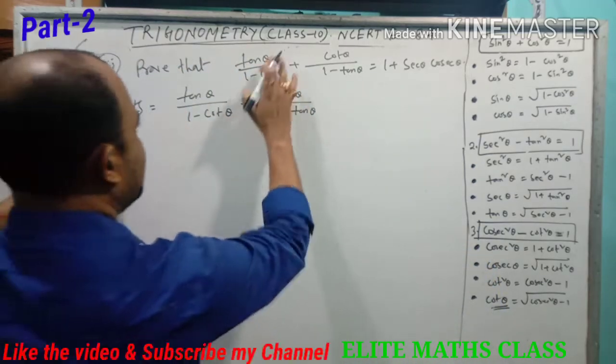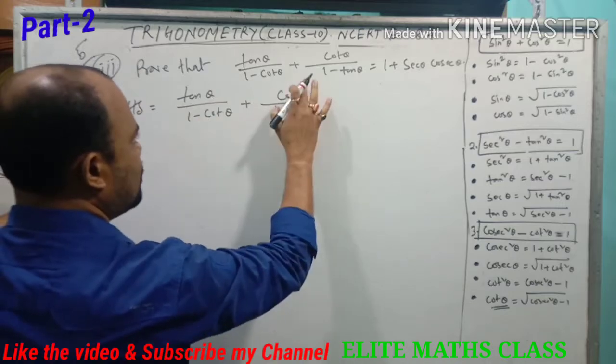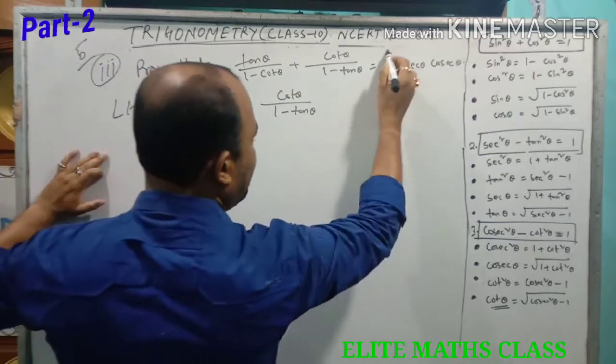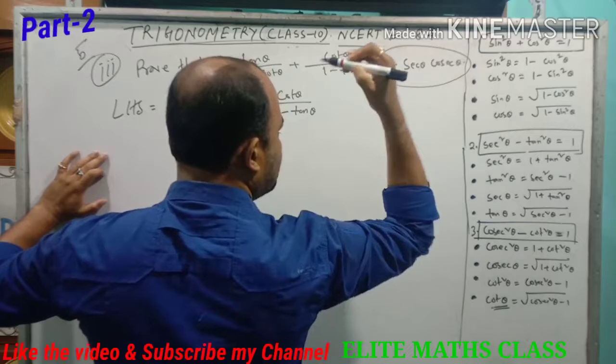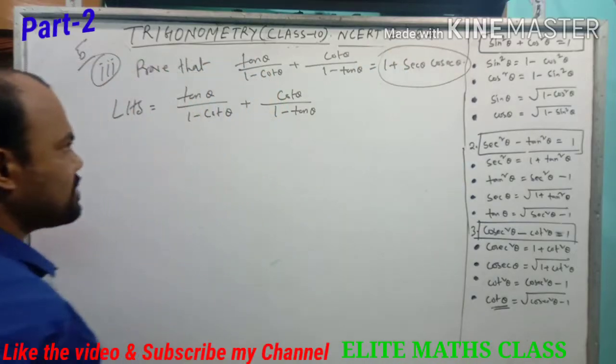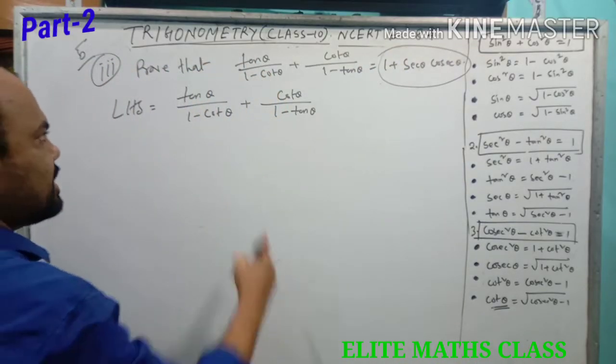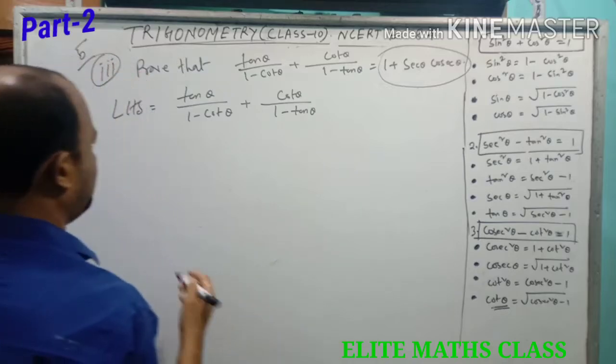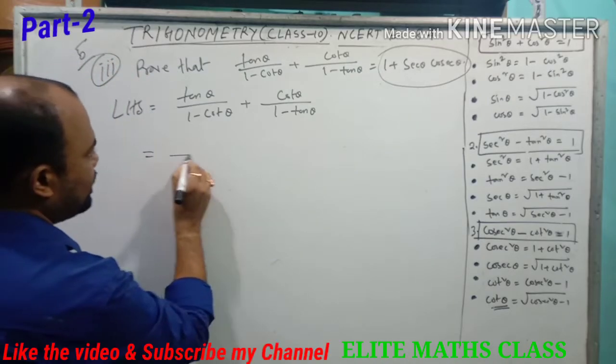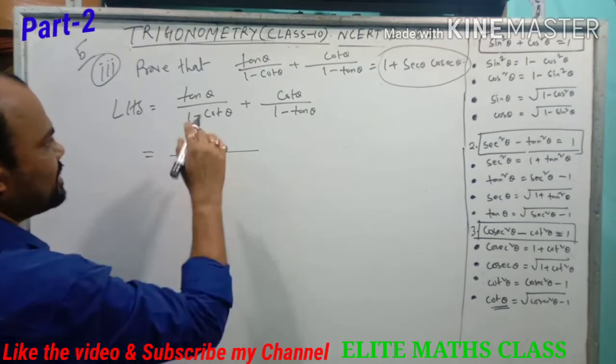The LHS is tan theta by 1 minus cot theta plus cot theta by 1 minus tan theta. What we have to show? We have to show that this is equal to 1 plus sec theta cosec theta. Now see that here all the terms are tan and cot. So what we will do? It will be better to simplify in sin and cos.